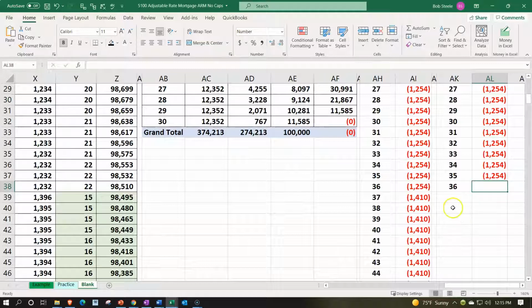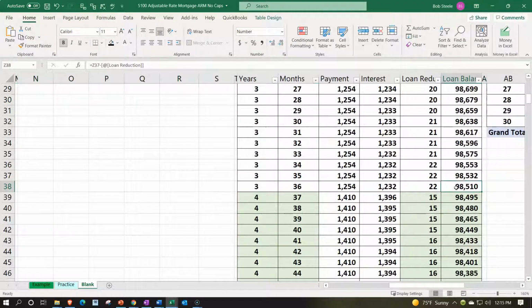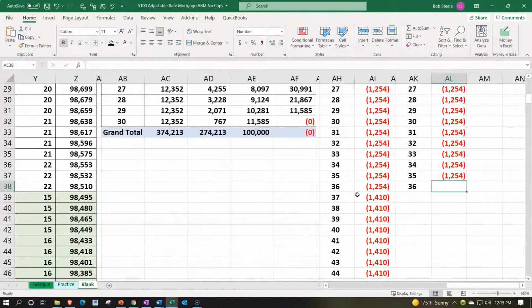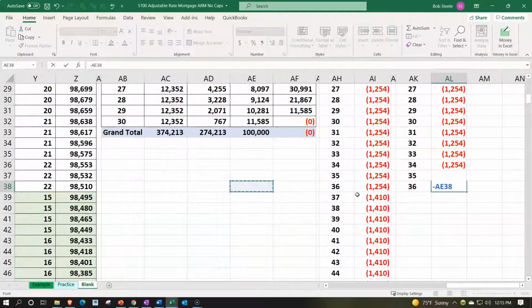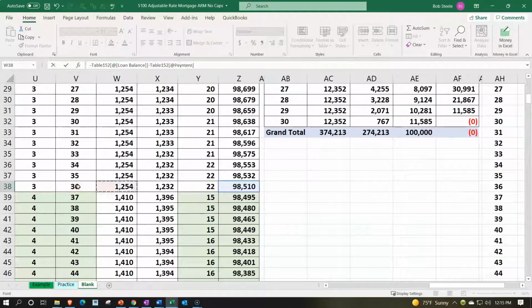So we're going to say this 36 here, we want to say that we're going to have to pay off this ending balance at that time frame, and that's going to be the 98,510. So the 98,510 and the 1,254. So we're going to take those two. This is going to be negative of the 98,510 minus then the outflow of the payment that's going to happen at that time period, which would be the payments we made during the period and then the loan balance we'd have to pay off.